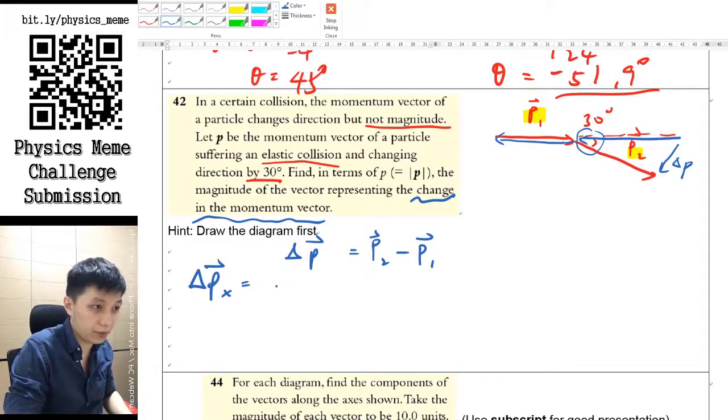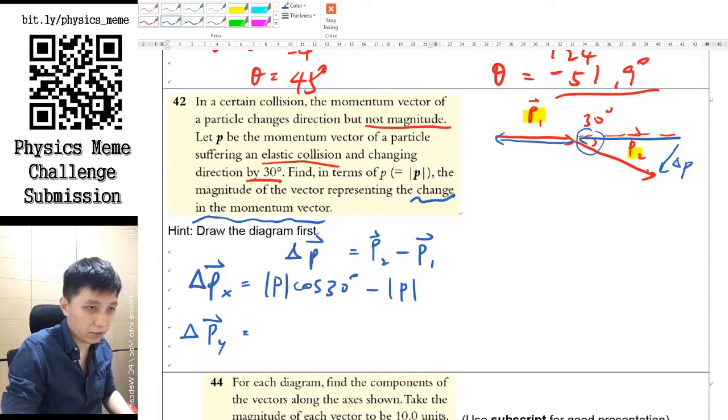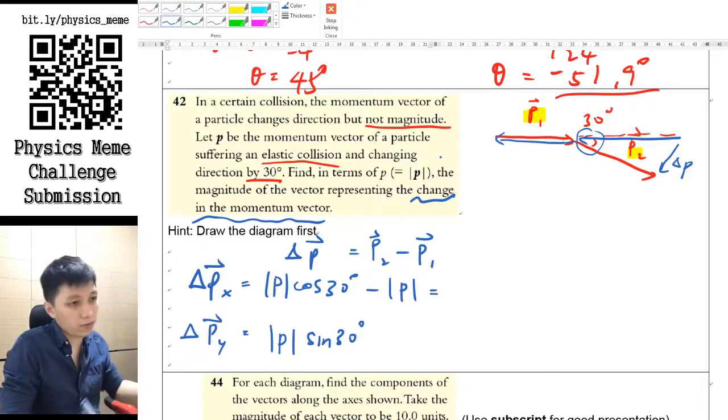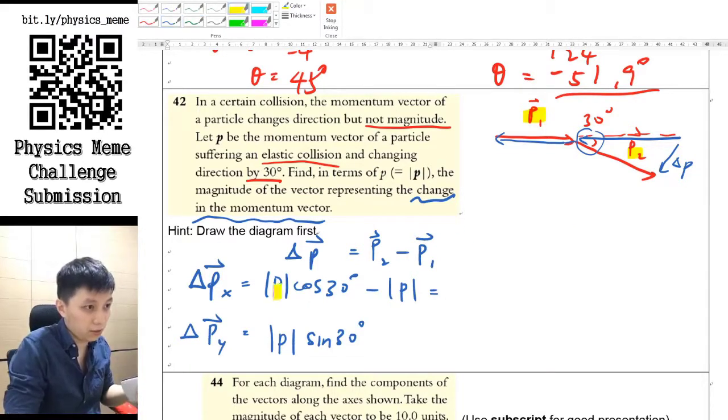Horizontal would then be P2, or I can say absolute P, which we take the magnitude, and then we can do cosine 30, and then minus 1 of these. And for Y it's just the vertical one, so it will just be sine 30 degree.